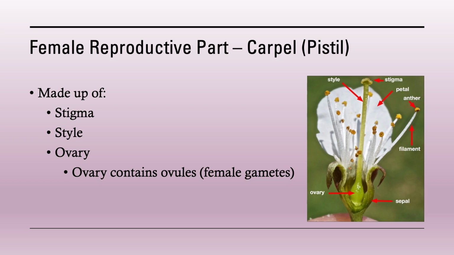The female reproductive part of the flower is called the carpel, also known as the pistil. The carpel has three main parts: the stigma, style, and ovary. The ovary contains ovules, which hold the female gametes.